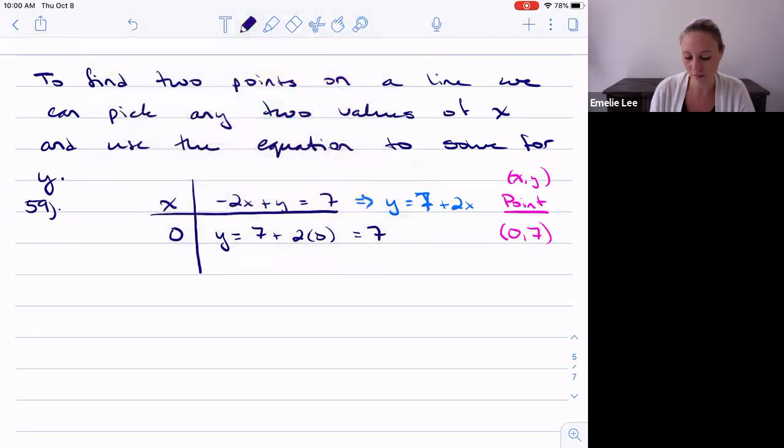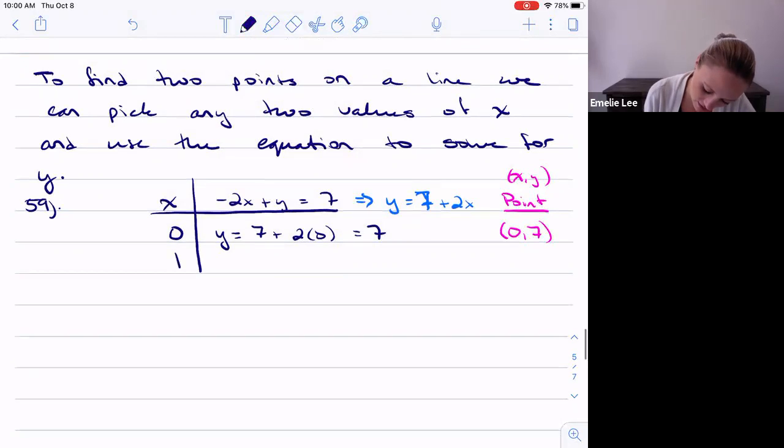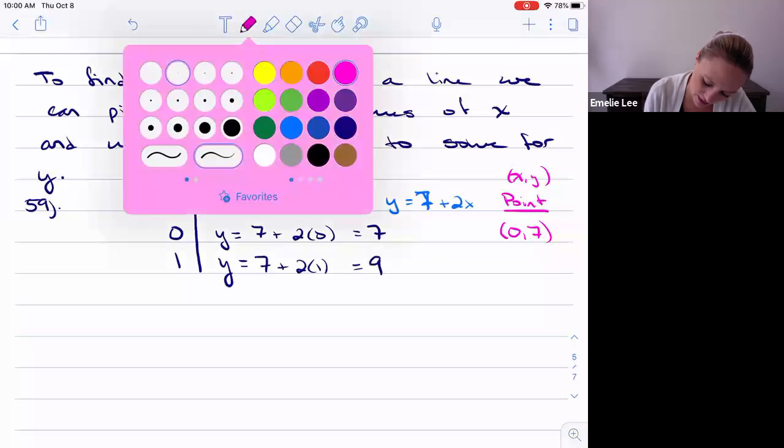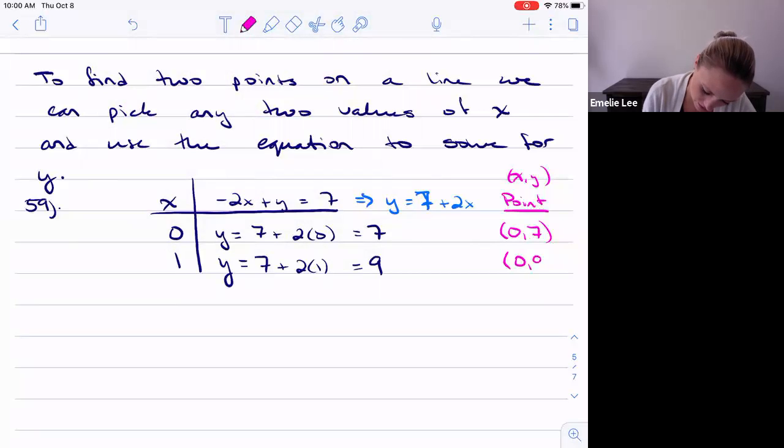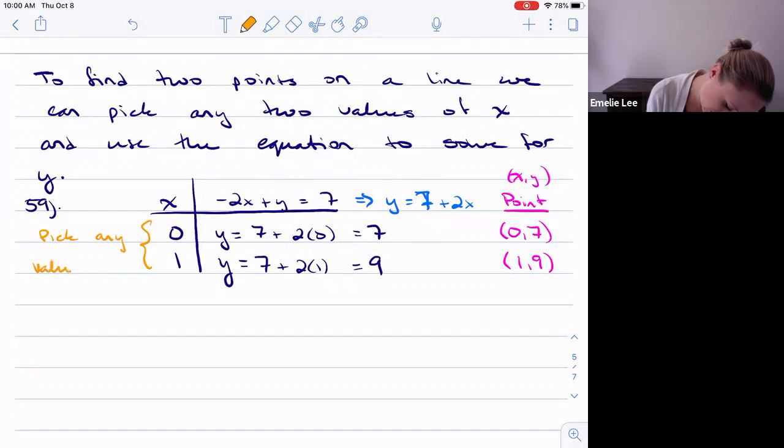Moving on to the next one. I'll pick another easy value of x, right? Maybe 1. Might be nice. If x is 1, y is 7 plus 2 times 1, which makes 9. So then this next point is going to be 1, 9. Pick any values of x, right, is what we're doing.